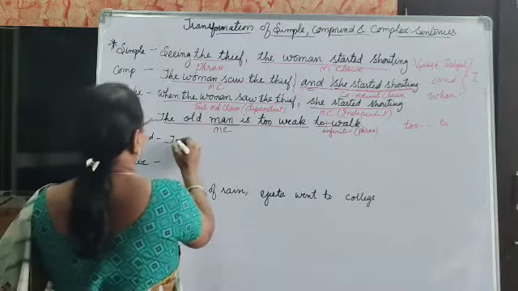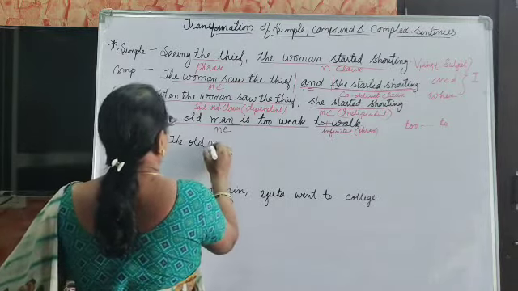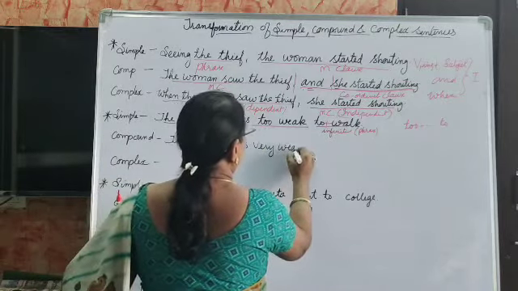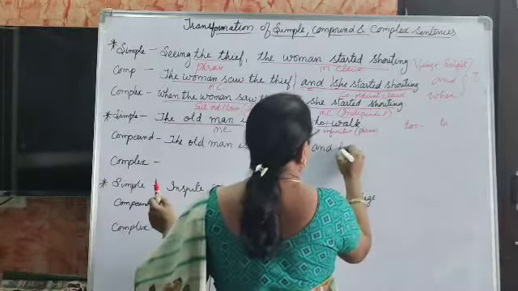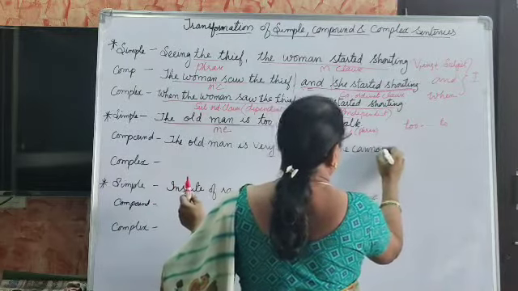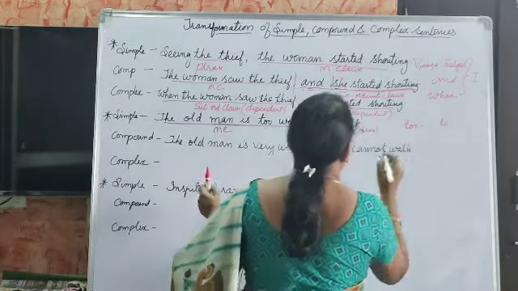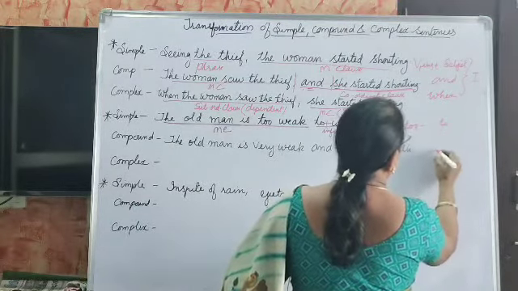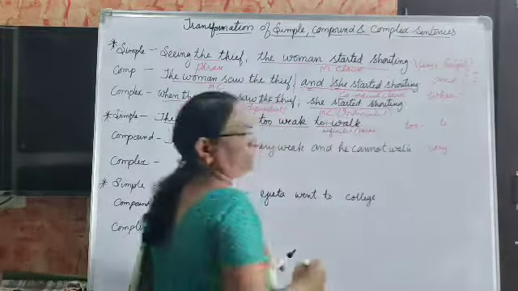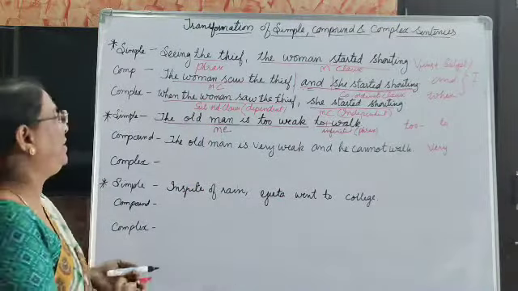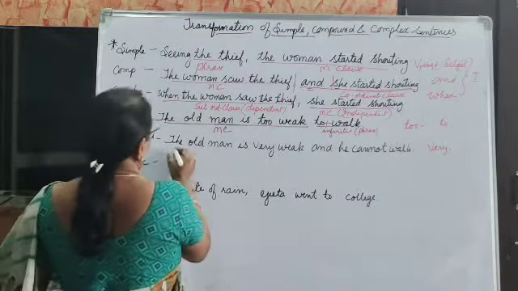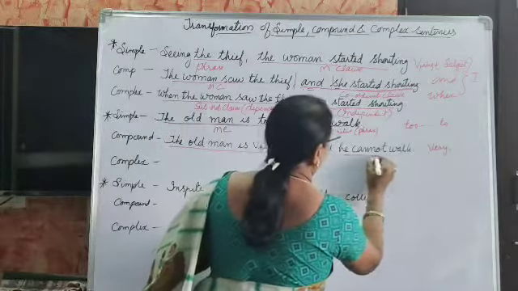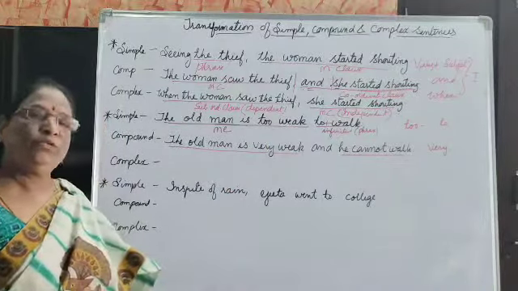The old man is very weak. The old man is very weak and he cannot walk. When "to" is used in simple, we use "very" in compound. See here, the old man is very weak. He cannot walk. Both are independent.